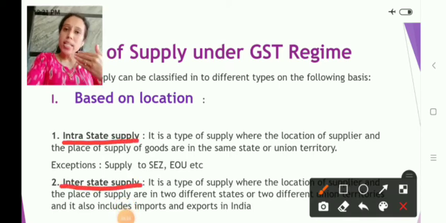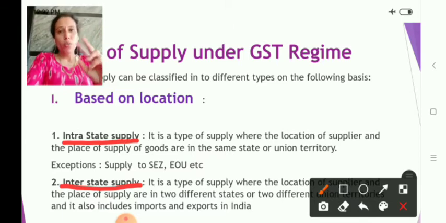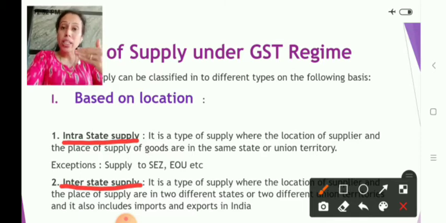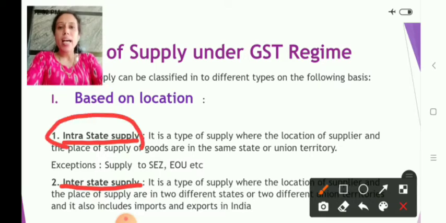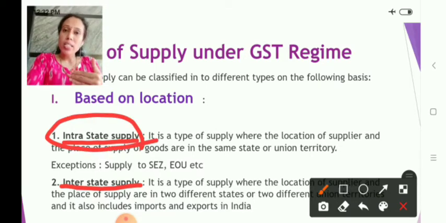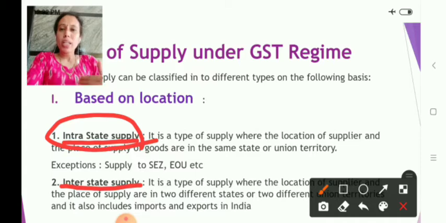Okay, what is intrastate supply? If the supplier of goods or services as well as the receiver, both the parties, because to consider any transaction there is a requirement of two parties, right? Both the supplier as well as the recipient will be in the same state or in the same union territory. Then the supply between them is considered as intrastate supply. For example, we sell the goods from Udupi to Bangalore. Both the places are within Karnataka itself.